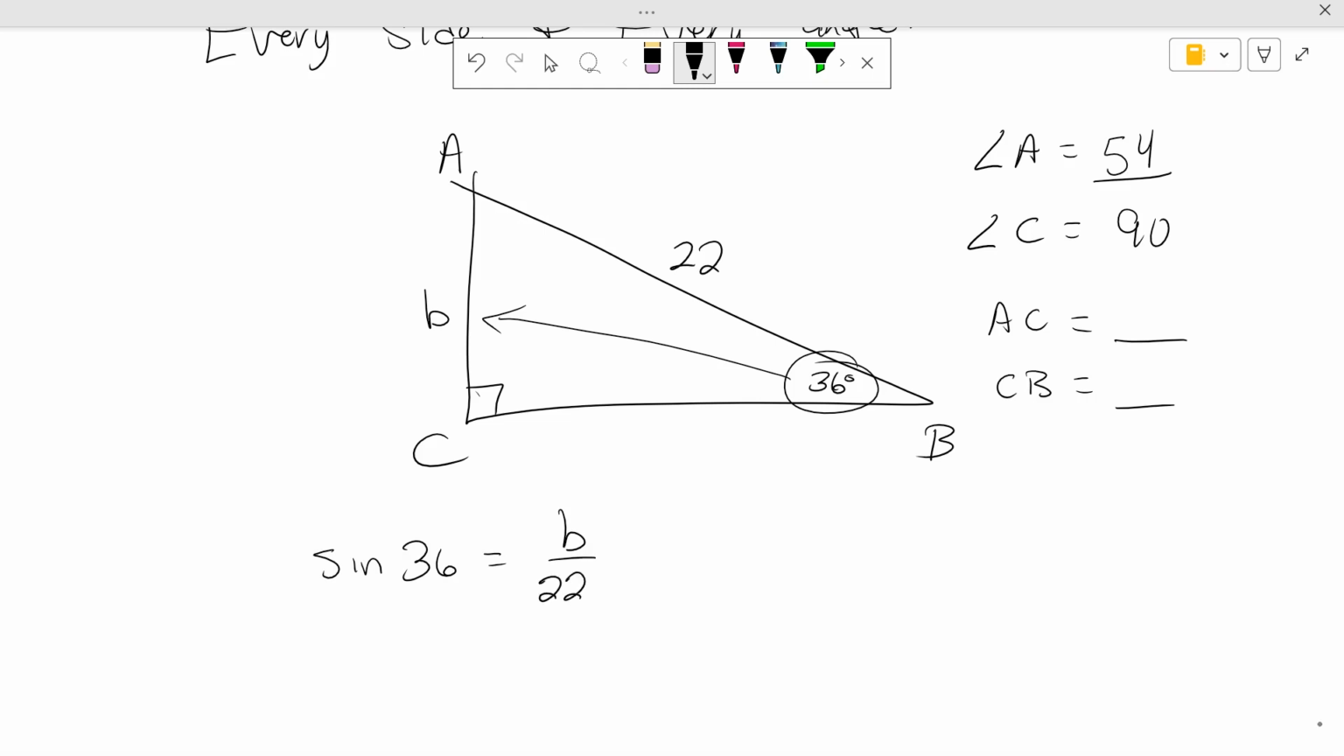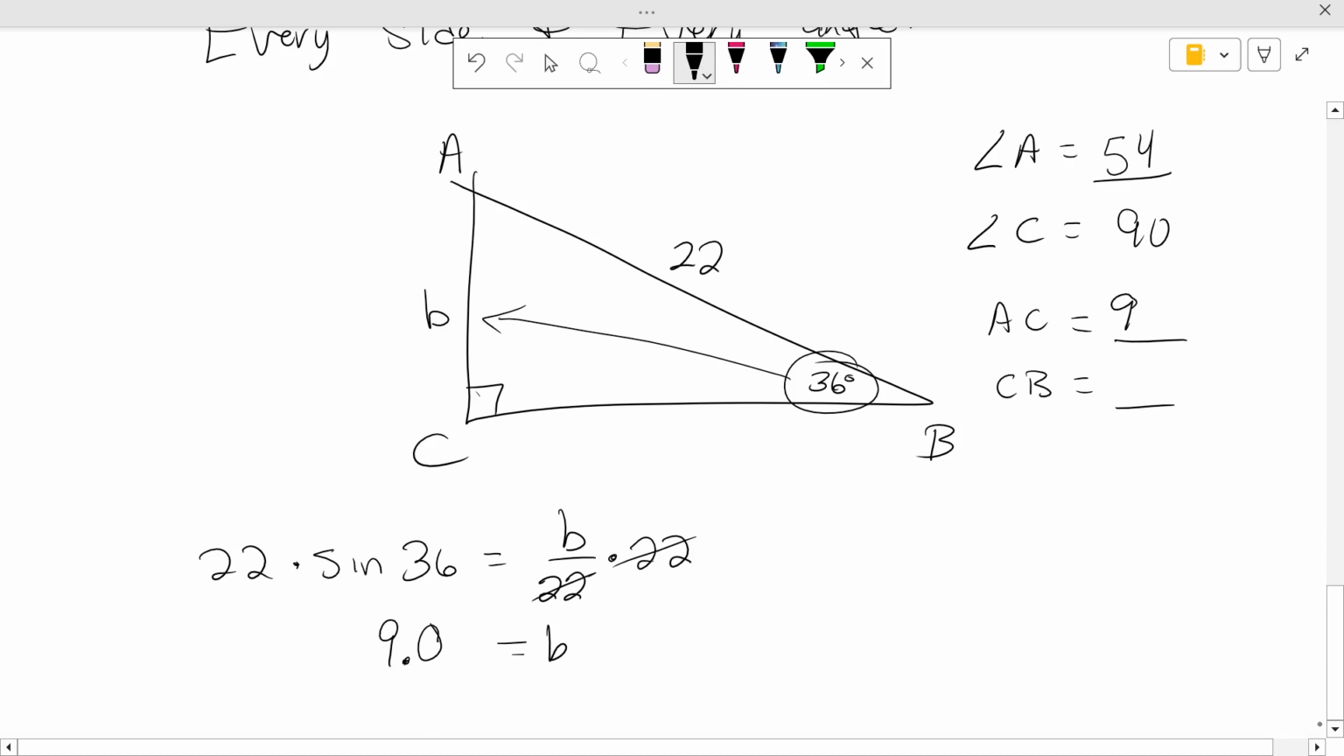How do I get B alone? Multiply by 22. So B equals whatever 22 times the sine of 36 is. Point what? So 9.0. That's AC. No? 12.9. See, I didn't hear you. 12.9. Okay.